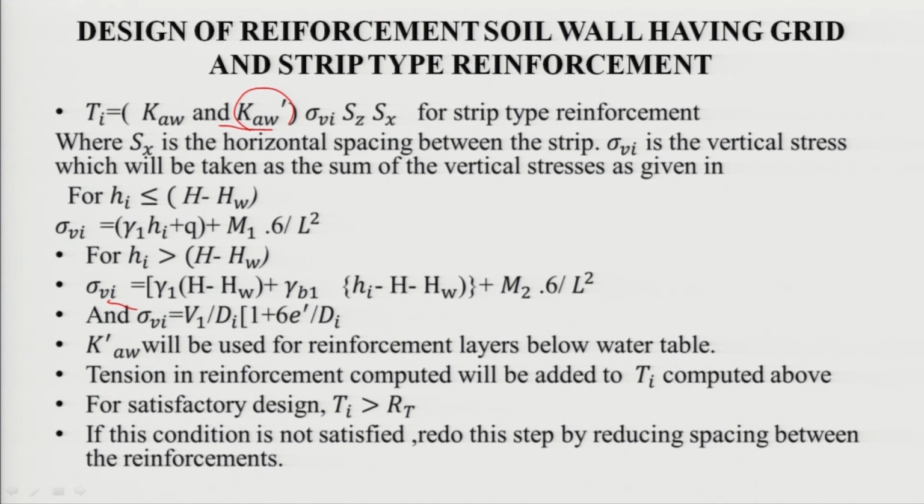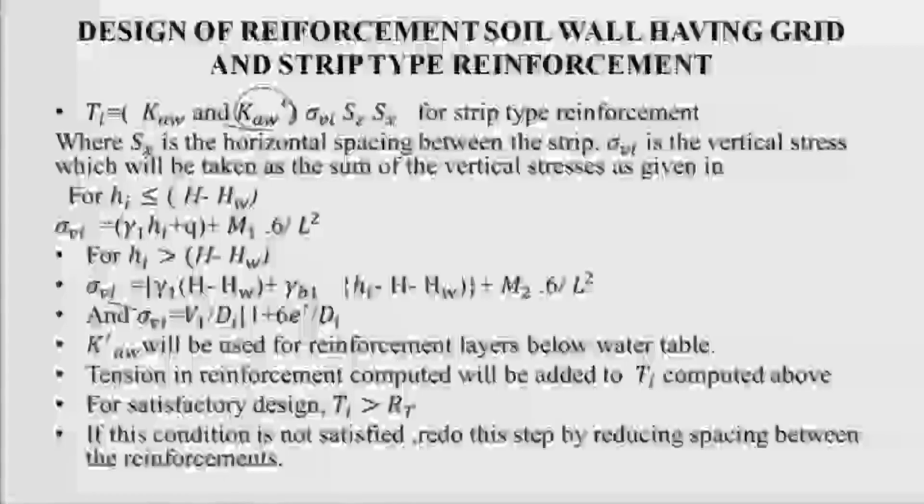Tension in the reinforcement computed will be added to Ti above, and for the satisfactory design, Ti should be more than TRT. If this condition is not satisfied, then redo this step by reducing the spacing between the reinforcement.